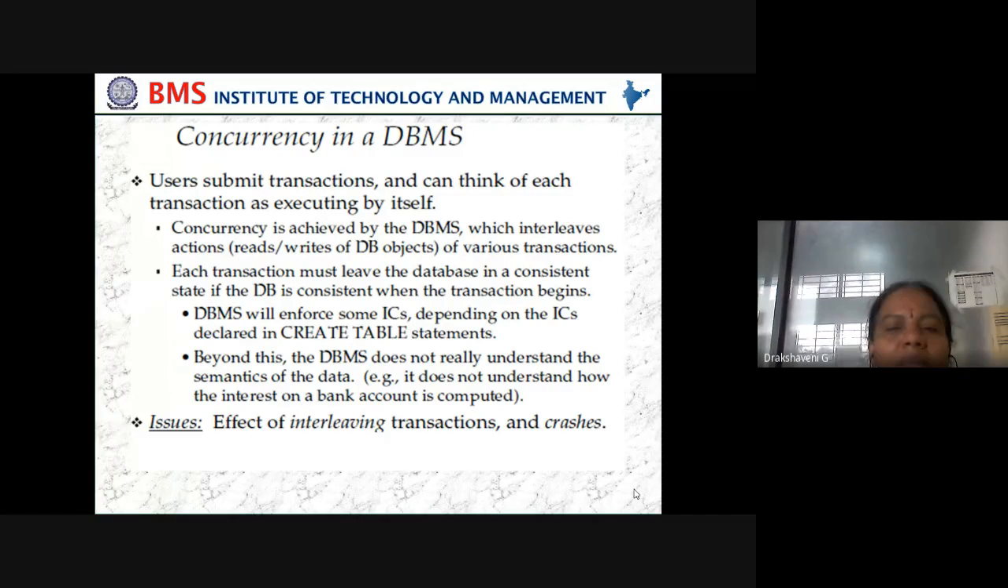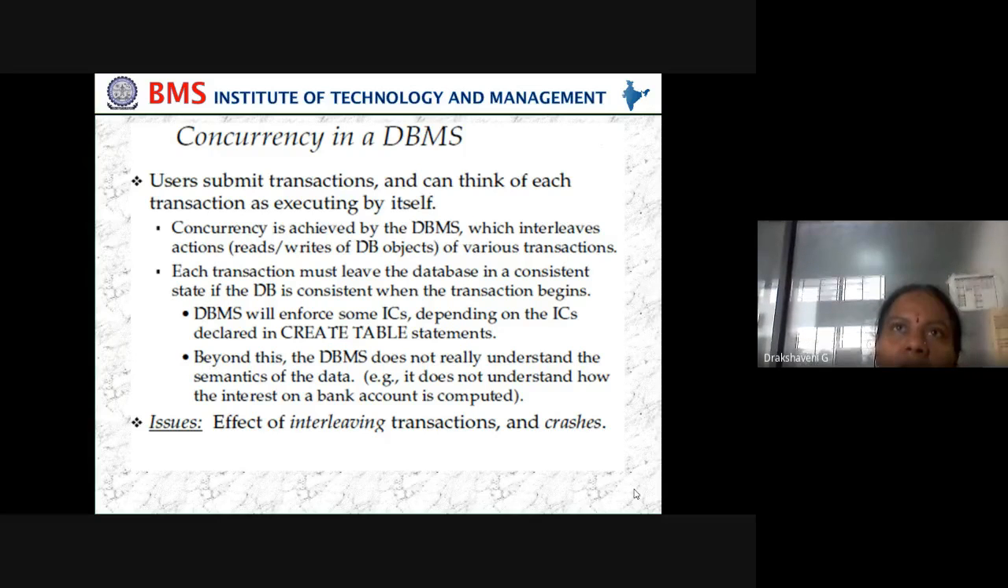So what is the meaning of concurrency? It means parallel. Maybe if 100 people are using it, or beyond that. In the same way, concurrency in a database: suppose 10th results are out, and nowadays everyone uses online and wants to see the results online only. Then the server should manage lakhs of people accessing the database at one particular time. That's what concurrency is. Concurrency is achieved by the DBMS, which interleaves actions.